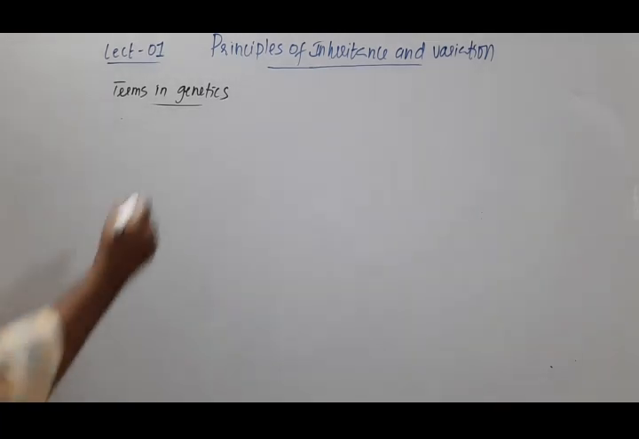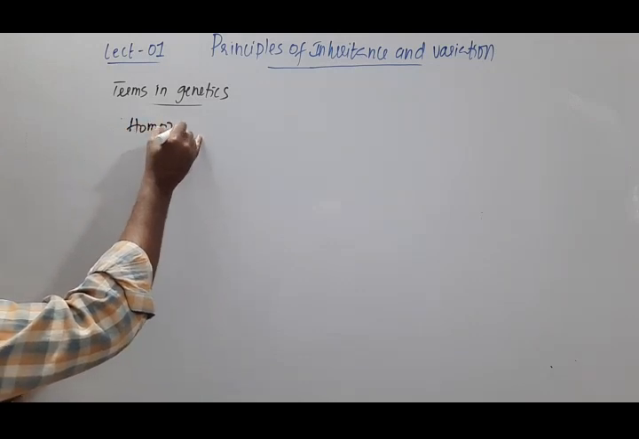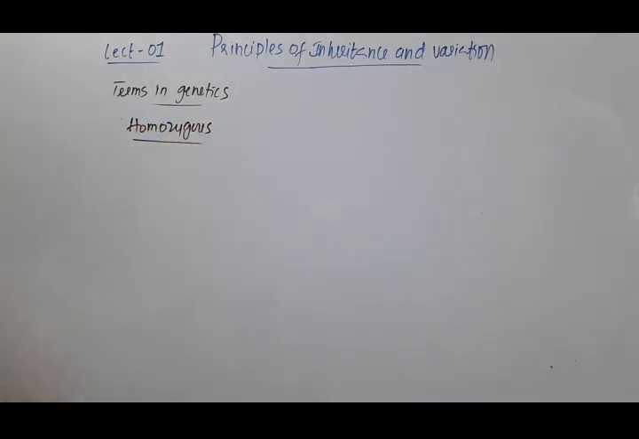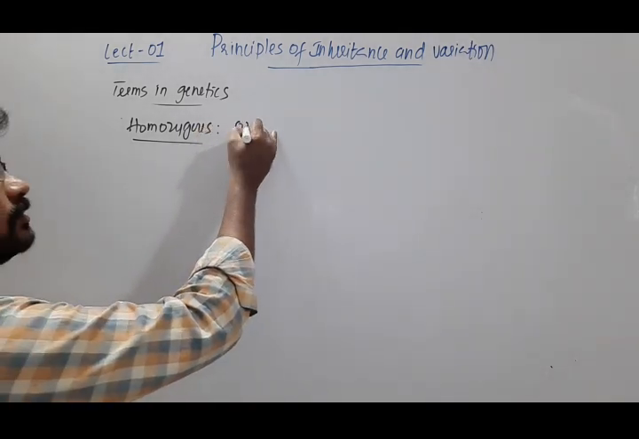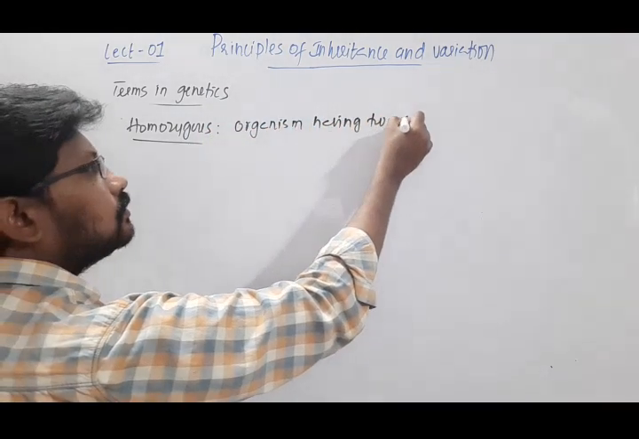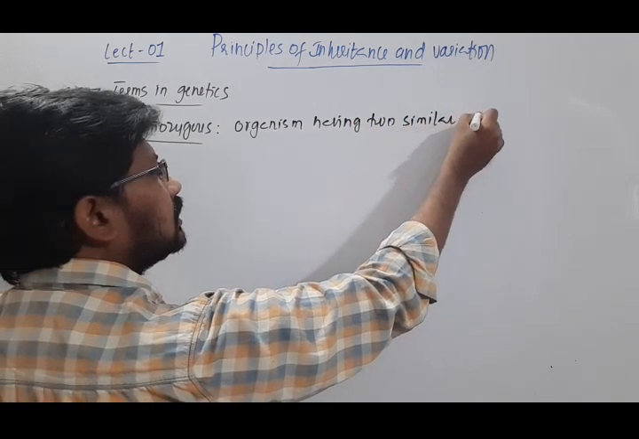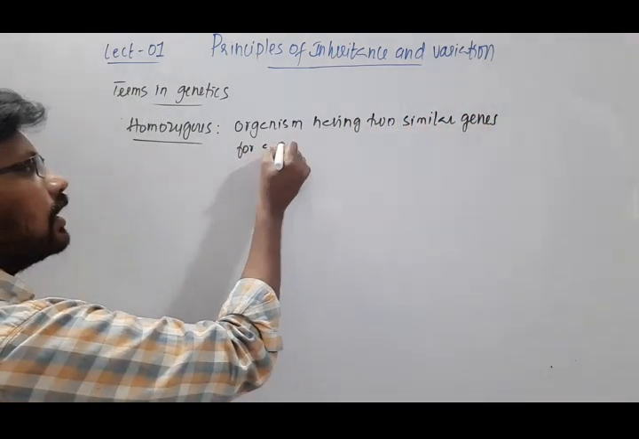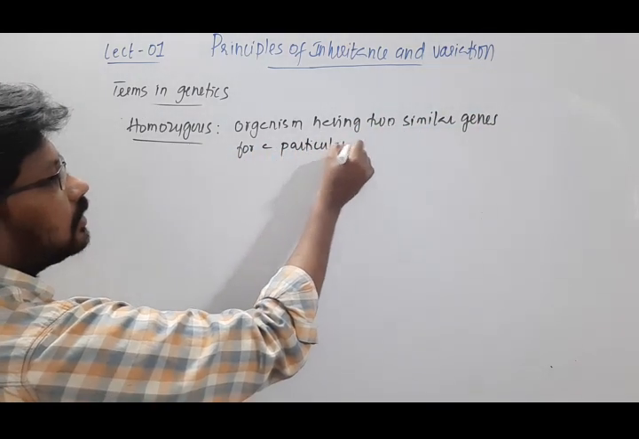So the next, homozygous. I will be using this word very frequently. What actually is this homozygous? Homozygous means an organism having two similar genes for a particular character.